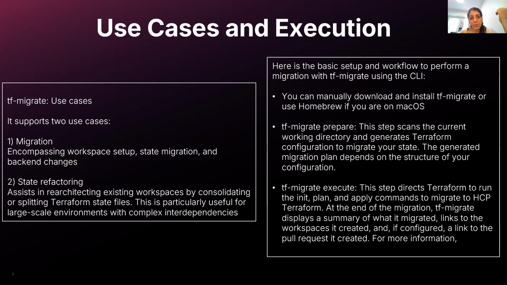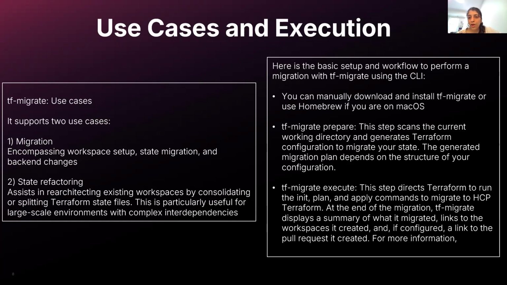So I've displayed here the basic setup and workflow to perform a migration with TF Migrate using the CLI. So you can manually download and install TF Migrate, and you can do TF Migrate prepare, which scans the working directory and generates Terraform config to migrate your state, right? And the other is TF Migrate execute. So this directs Terraform to run your init, plan, and apply commands to migrate to HCP Terraform. So at the end of this migration, it displays a summary of whatever it migrated and links to the workspace it's created.